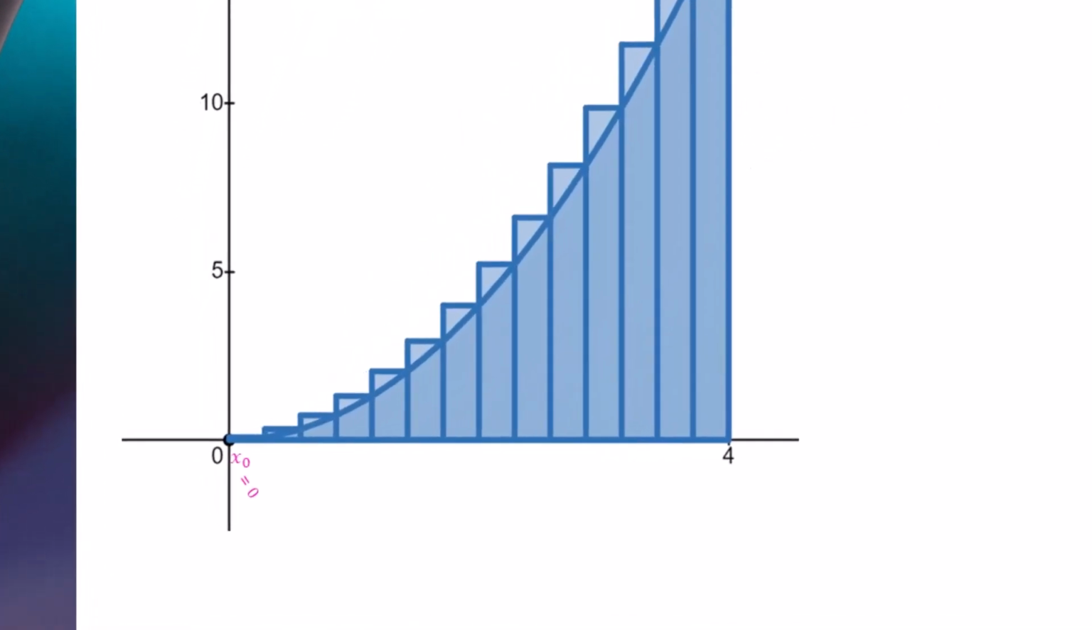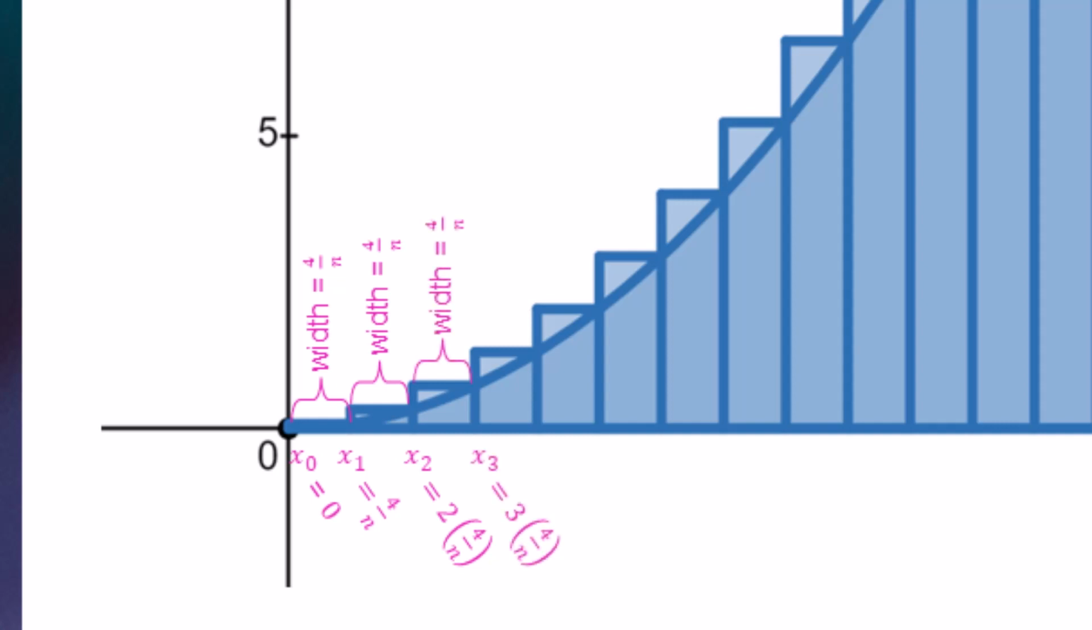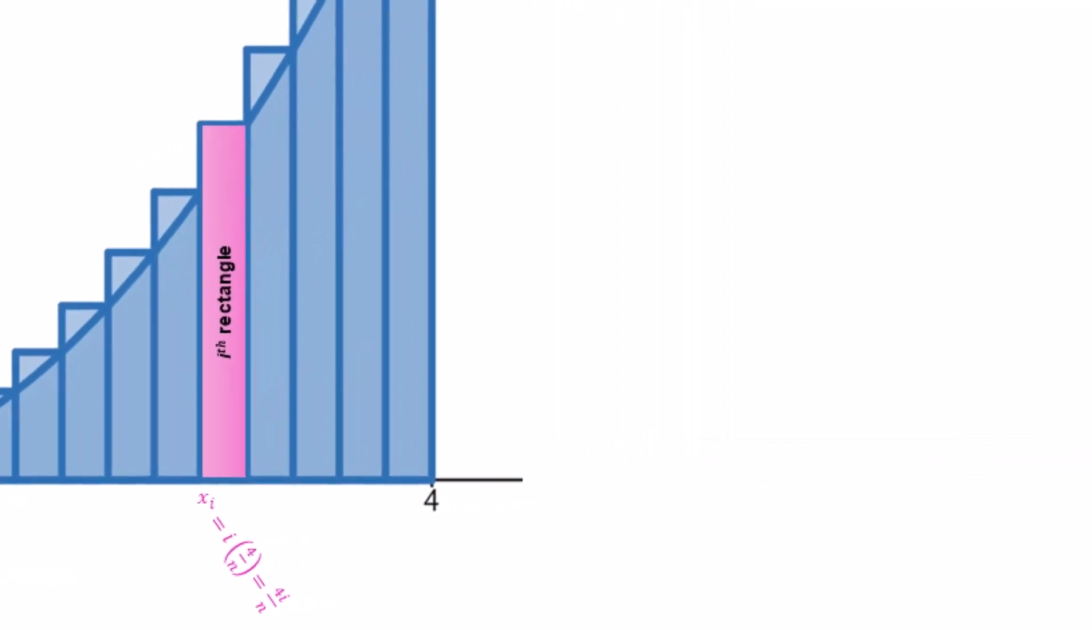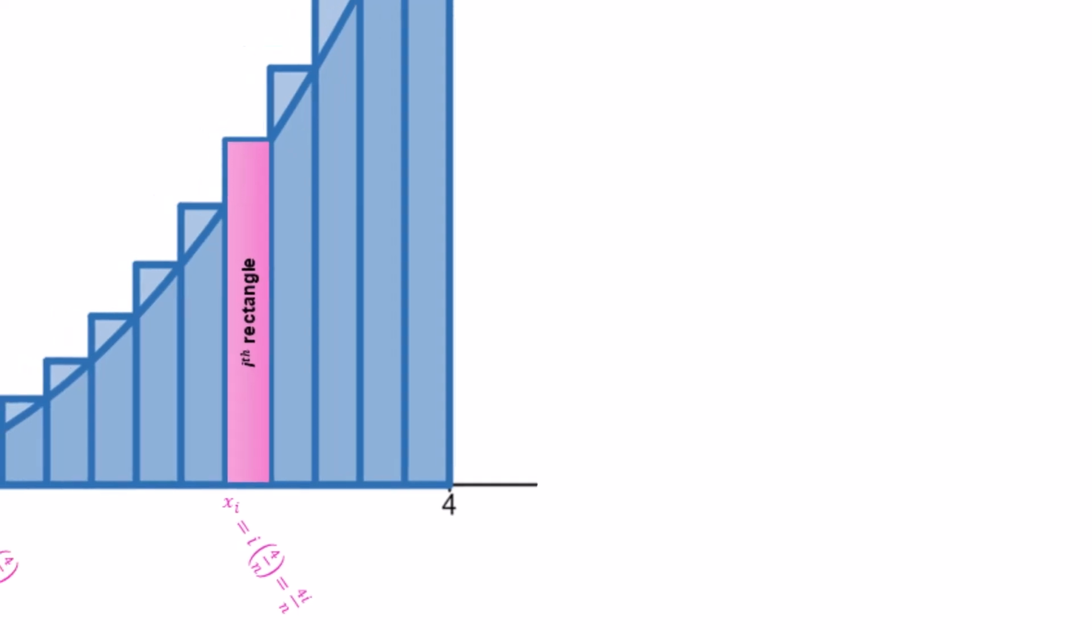Let's call the first x value x0, and we can see that this is equal to just 0. The next x value is x1, which is 4 over n units over, so x1 equals 4 over n. The next one is x2, which is equal to 2 times 4 over n. The next one is x3, which is 3 times 4 over n. In general, if x sub i is the x value corresponding to the ith rectangle, then x sub i is equal to i times 4 over n, or we can write that as 4i over n.